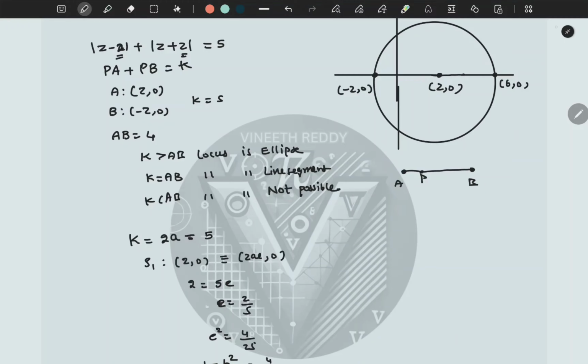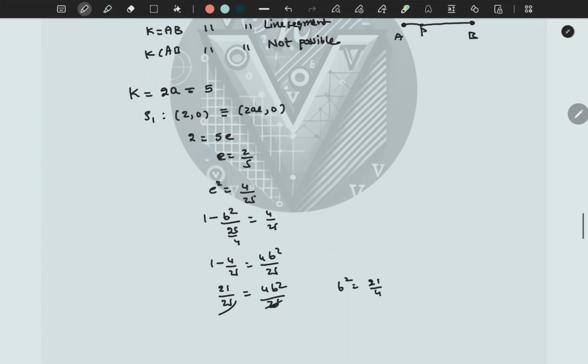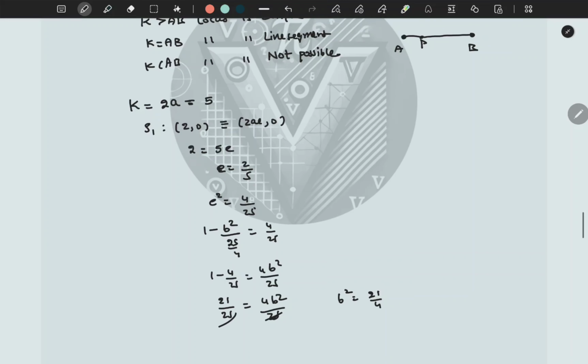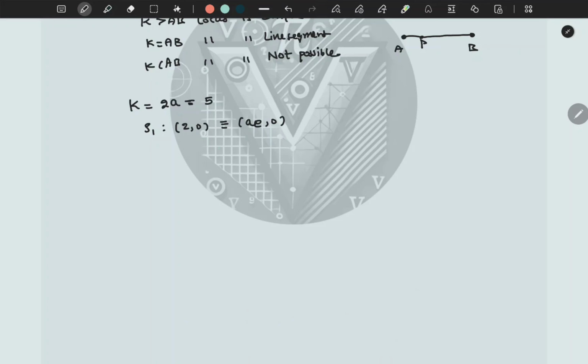Let us quickly check whether this is correct. E square is 4 divided by 25. I guess we have made a mistake somehow. Quickly, let me see. This is not 2AE comma 0. This should be AE comma 0. So, erasing it, AE is equal to 2. So E will be equal to 2 divided by A, and A is 5 divided by 2. So we get 4 divided by 5. So E square will be 16 divided by 25, and that will be 1 minus B square divided by A square.